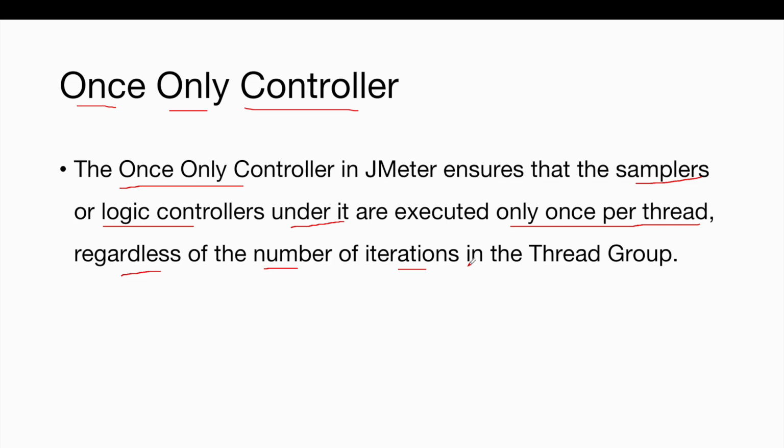If there is only one thread and there are 10 iterations, then it will execute only once. If there are two threads and 10 iterations, then it will execute only two times. It executes once per thread. Let us understand how the Once Only Controller works.